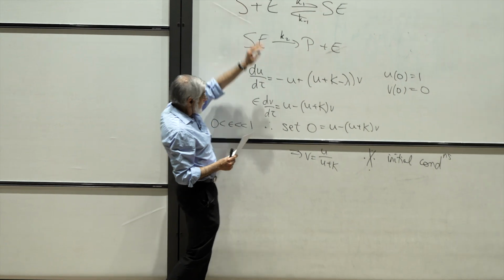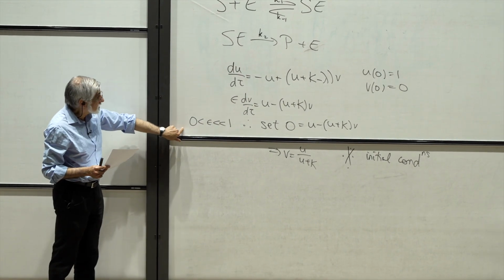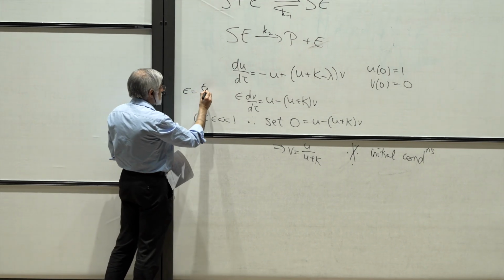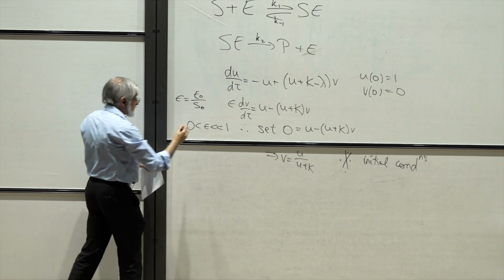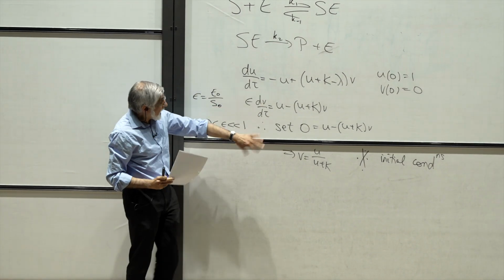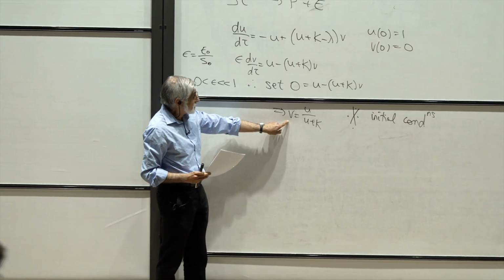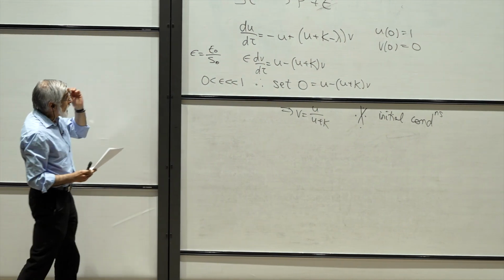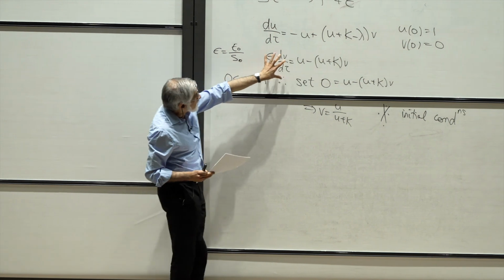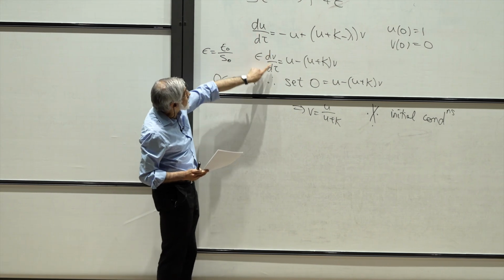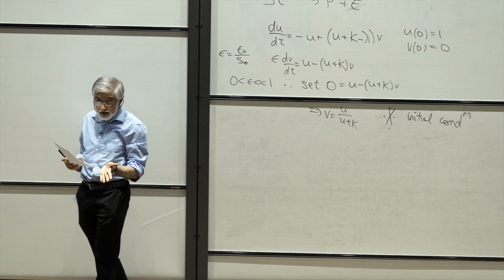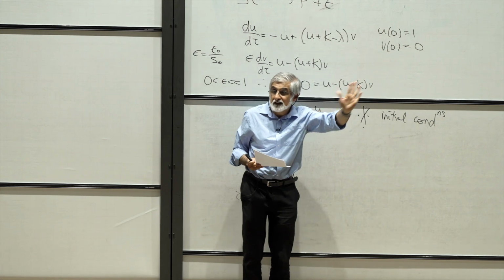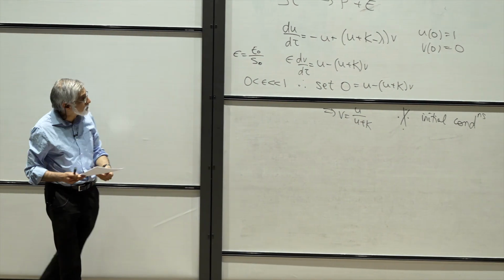And then we said epsilon is very, very small. It's E naught over S naught. Remember, it's very, very small, so just set it to be 0. And then we get this, and this contradicts the initial conditions. The reason why we have a problem is that when we put this to be 0, we've reduced this from a second order system to a first order system, but we've still got the 2 initial conditions. So it's overspecified, and therefore there can be problems with it.